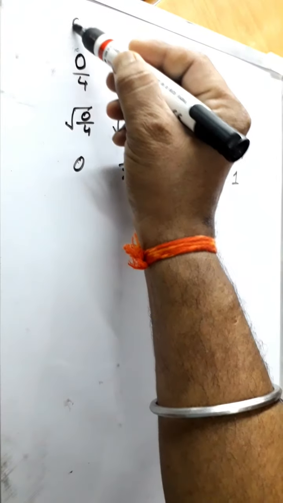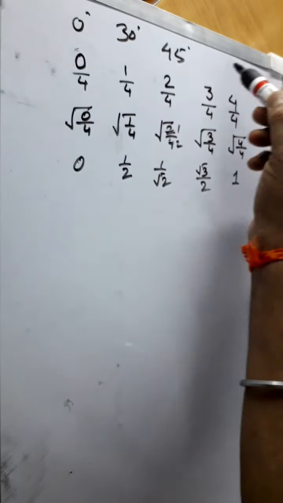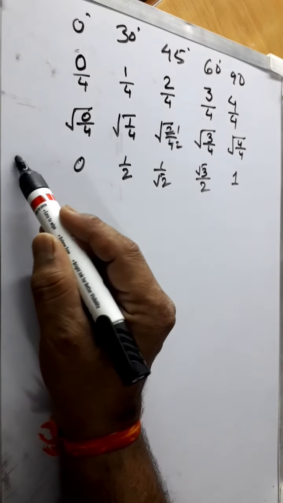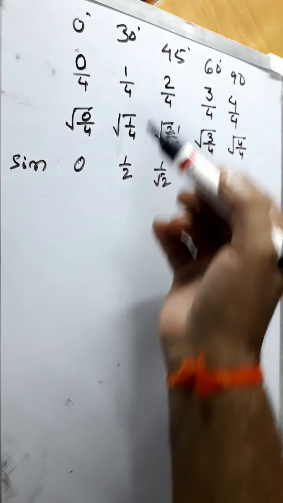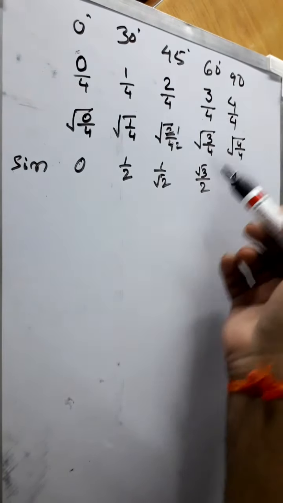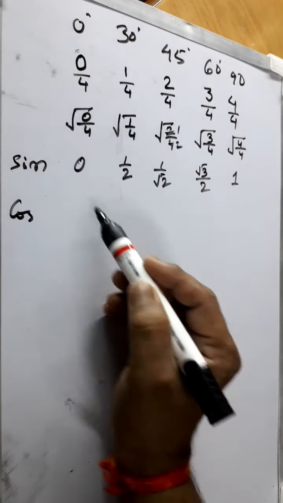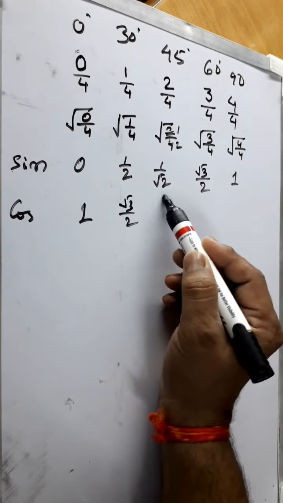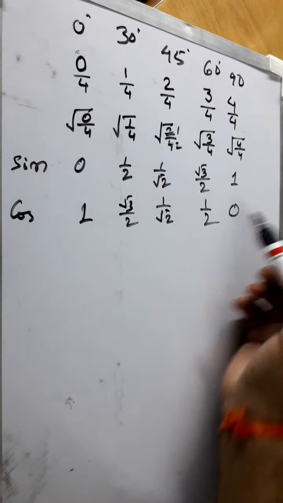Now take it at 0 degree, 30 degree, 45 degree, 60 degree and 90 degree. Let us write here sine. This is the value of sine 0 degree. This is the value of sine 30, sine 45, sine 60 and sine 90. Take cos. Write 1 here, this root 3 by 2 here, this 1 by root 2 here, 1 by 2 here and 0.